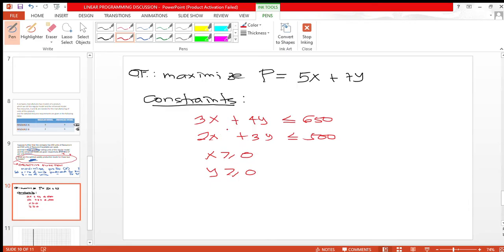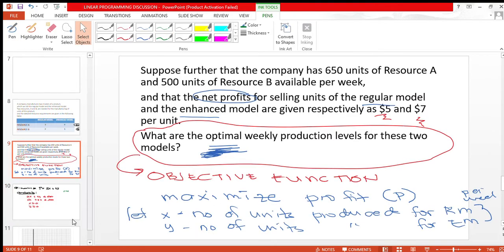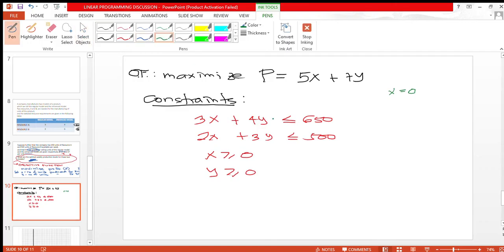The next thing that we will do is to graph our constraints. And how do we do again the graph of a constraint? We begin by looking at each statement here. For the first one, let's convert this first to an equality. If x is 0, what will now be our y? 650 divided by 4, which gives us 162.5.